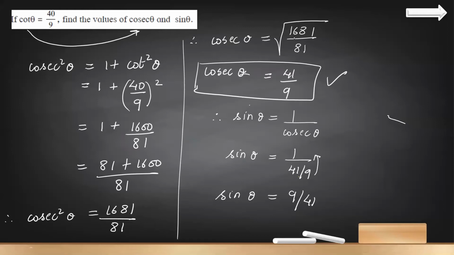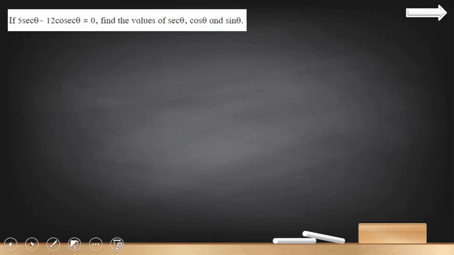So hence sine theta will be reciprocal of this. So 9 upon 41. That's the value needed. Next question. Now, this gets a little tricky. It's nothing tricky, it's just simple rearrangement.